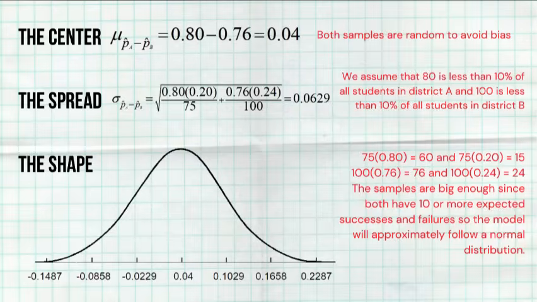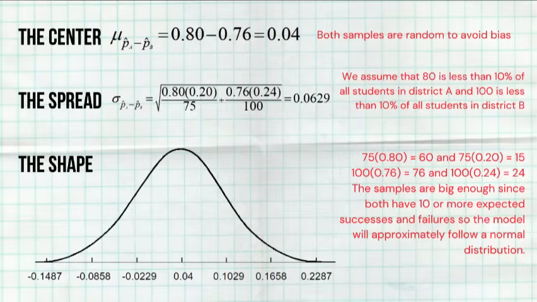The true proportion of those that pass from District A is 80%. The true proportion from District B is 76%. That means the true difference, the difference that we would expect to see from a sample, would be 4% or 0.04. However, again, samples are going to vary, so we have our standard deviation.